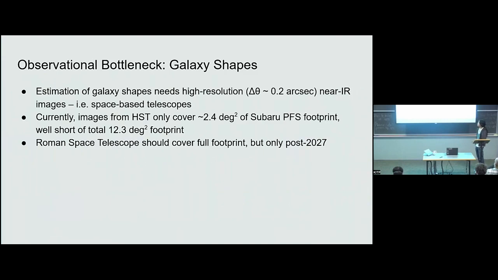But in addition to those challenges, we actually have another bottleneck if we want to do this observationally, in that we need the galaxy shapes in order to match with the cosmic web. Because we're working at really high redshifts, we need to be able to resolve the galaxy shapes very well, and that requires high resolution near-IR images, which in turn requires that these come from space-based telescopes. Right now, our source of data for that is HST. However, it only covers a small portion of what Subaru PFS will cover. Roman Space Telescope should cover the full footprint, but only post late 2020s.